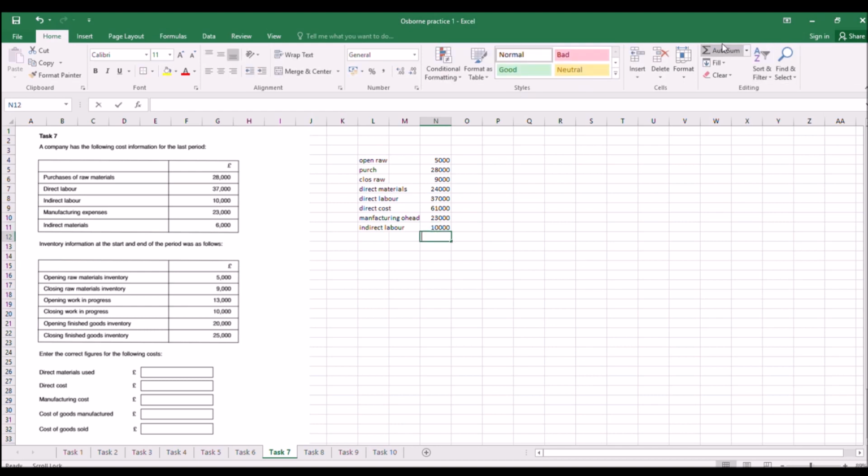Okay, and that's going to get us to that one there. And oh, we've got indirect materials as well. This is quite nice. We've got indirect materials of 6,000. Okay, and that's going to get us to our manufacturing cost. Oh, and there we go, manufacturing cost being asked for as the next one.